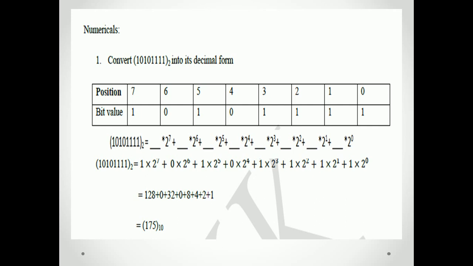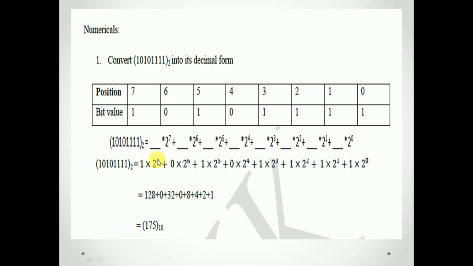Okay. Next, for Priyanka, 2 raised to 0? 1, sir. Okay. So 2 raised to 0 is 1, not 0. Anything raised to 0 becomes 1. 1 raised to 0 is also 1, 2 raised to 0 is 1, 3 raised to 0 is also 1 only, not 0. So this is 1.